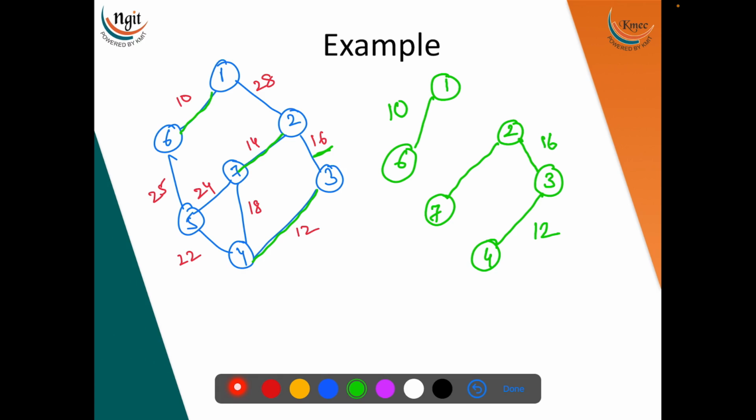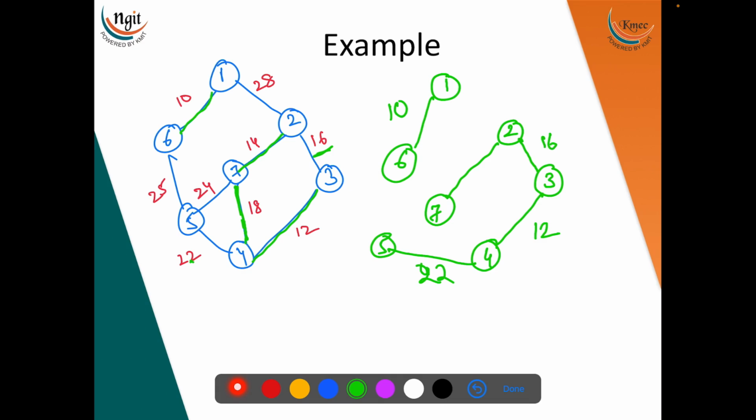But if I take this 18 over here, if I consider this also, then it forms a cycle. In turn, it is not a spanning tree. So when you are choosing the minimum cost, if it leads to a cycle, then neglect it, don't consider it. So I am not going to consider 18 over here. Again it starts. After 18, the minimum cost is 22. So I am taking 5 comma 4, which is 22.